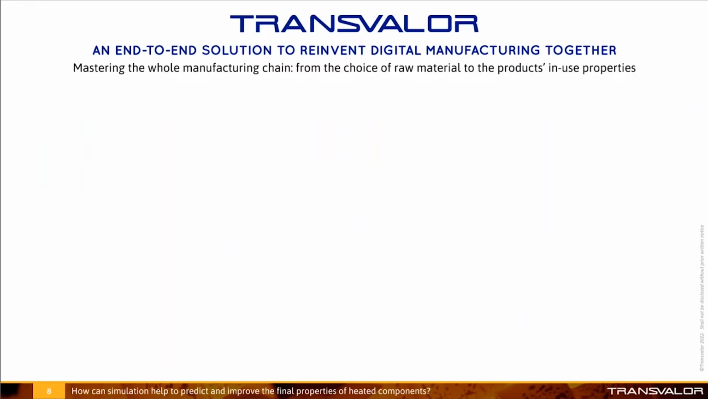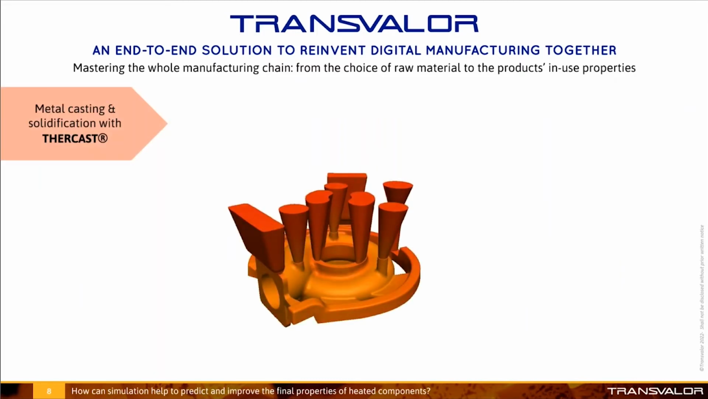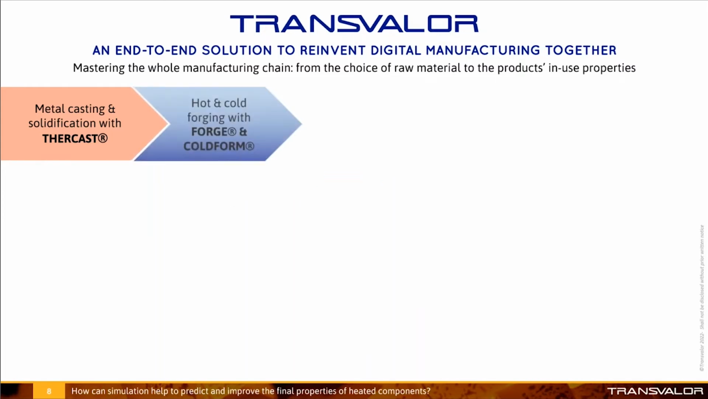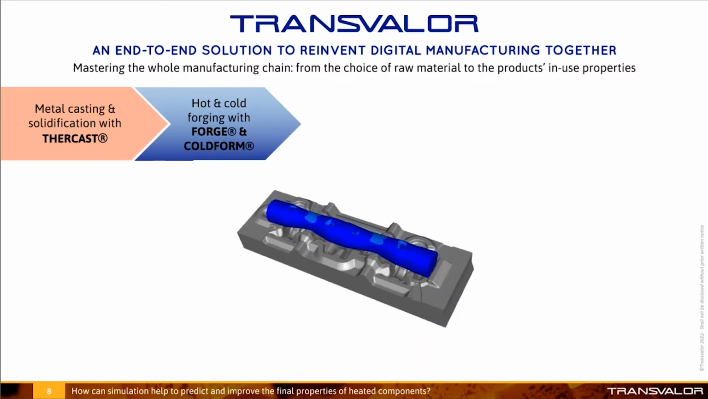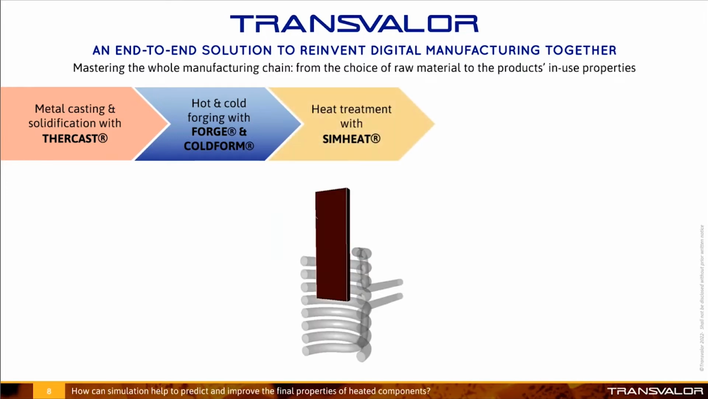Here now we will see how our solutions can help you. For the person who doesn't know Transvalor, we have a big platform that helps you for modeling the whole manufacturing process from the casting. Here, for example, we see the casting. And here we see an example of casting to the forging. Here we can see an example of a crankshaft forging. Okay, and we see how the metal flows in it.